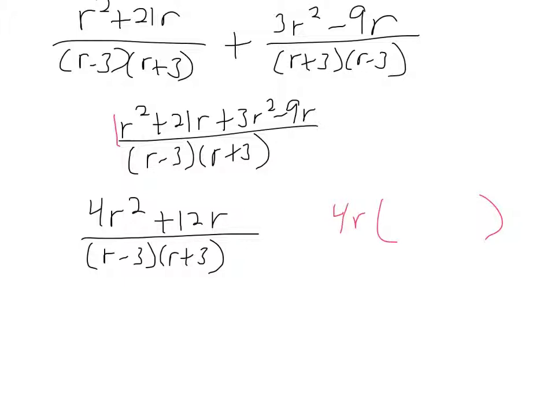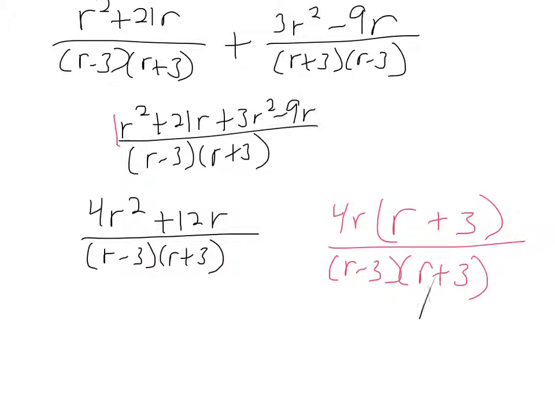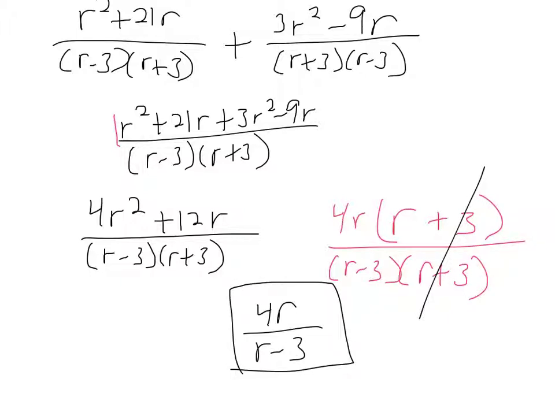So now let's divide by taking out a 4r from each of these. 4r squared divided by 4r is just going to be r. 12r divided by 4r is 3, so positive 3. And I'm just going to rewrite the denominator, and hey, look at this. This sometimes happens. We can cancel those r plus 3's, and so our answer is 4r over r minus 3. And yeah, that's what you have to do to simplify this problem all the way.